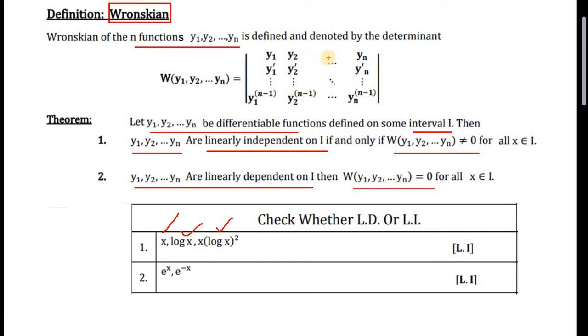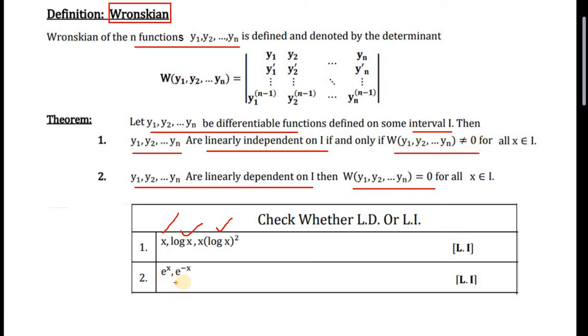We will differentiate it by the product rule and get its value here. Then we will differentiate again and get the value of the second order derivative here. If we find the value of that determinant, we will see that the value of W is not equal to 0. Hence, all these three functions are linearly independent functions. Here, LI means these functions are linearly independent. By linearly independent, we mean that their Wronskian is not equal to 0.